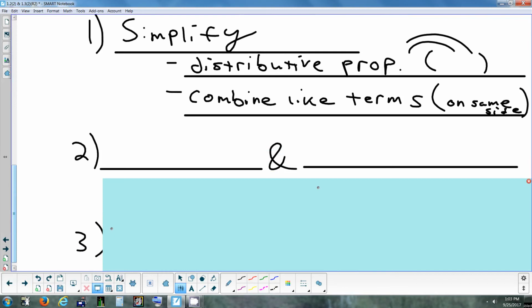How do we know they're like terms? Fred, how do we know they're like terms? If I said to you, Fred, I said 3x. Give me a like term.